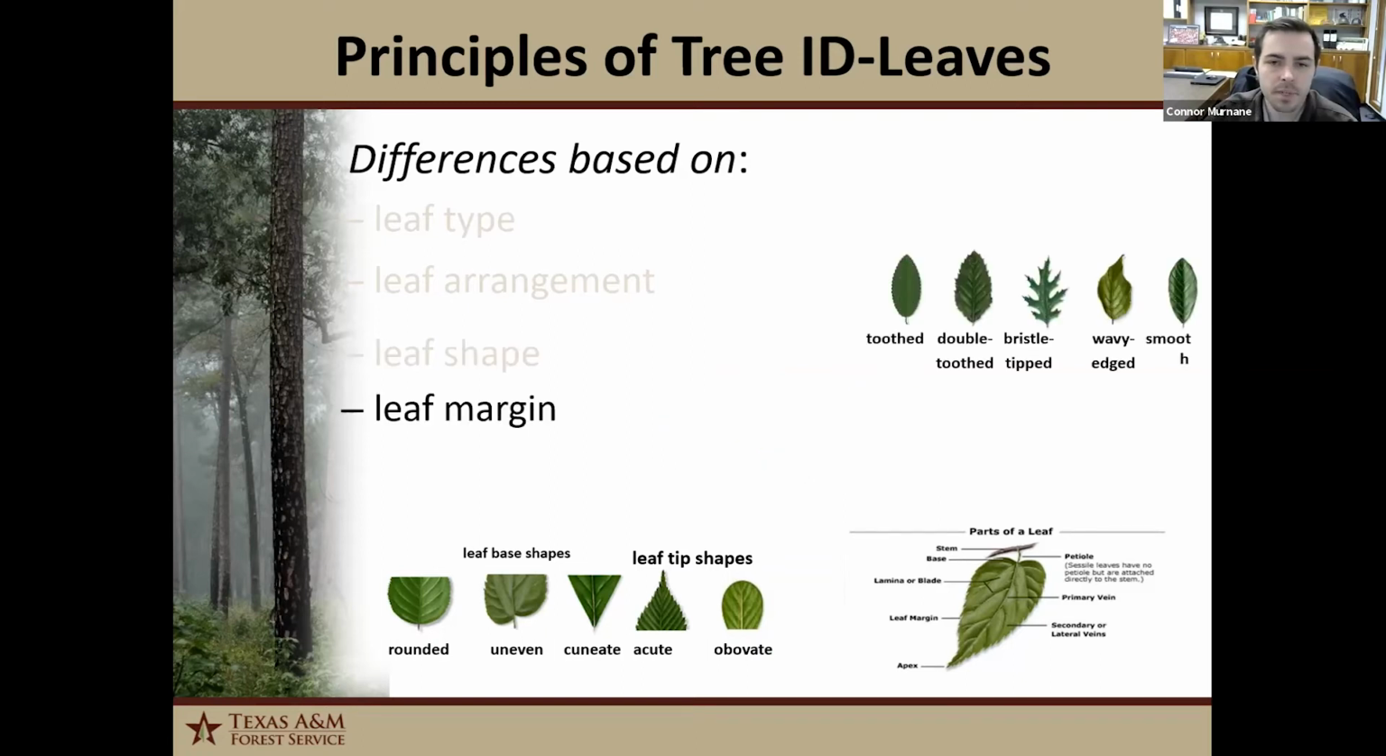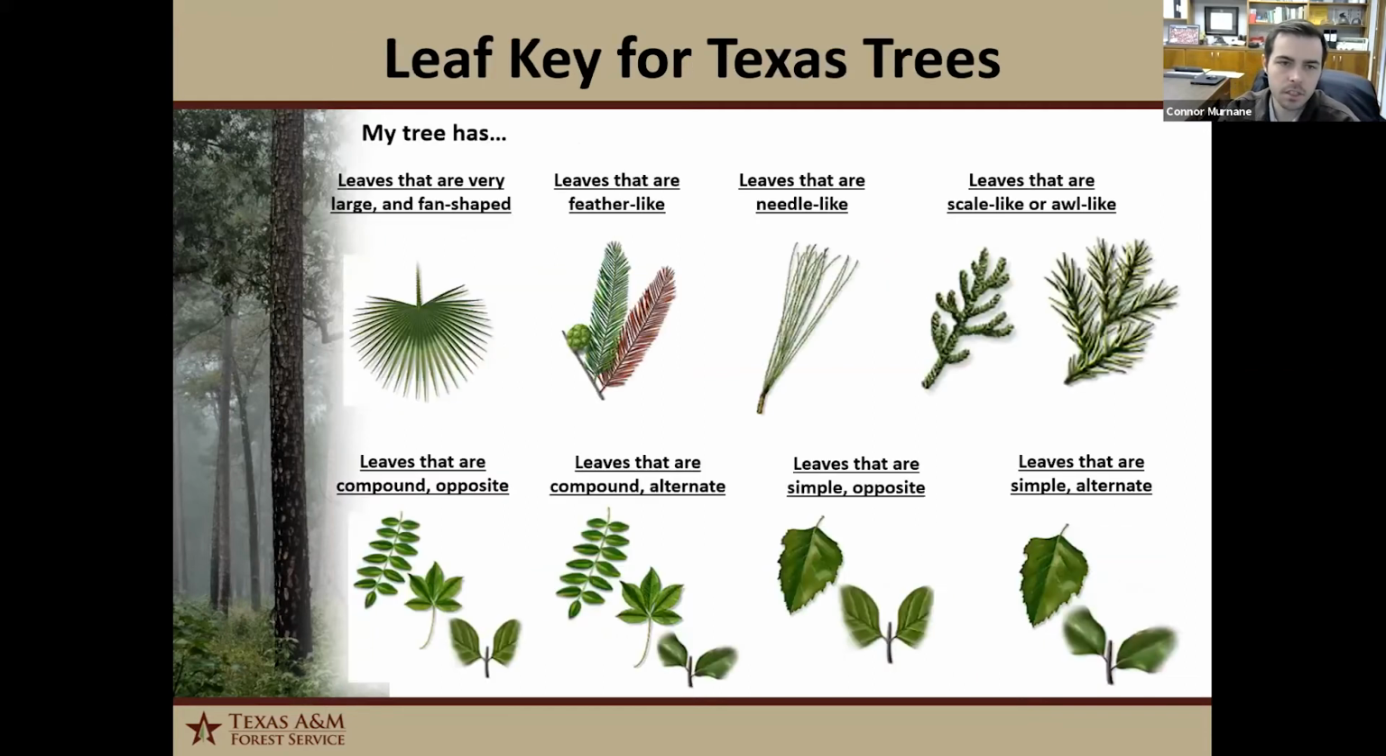Leaf margin, this is going to be the edge of the leaf itself. You have different variations here as far as smooth or toothed or bristle tipped. Definitely useful in helping identify the oaks in particular. There are other leaf parts. You have fans and palms like dwarf palmetto. Feather-like, this would be baldcypress. Your pines here, junipers, and other cypress species. And then you have simple opposite, simple alternate, and the compound opposite, compound alternate leaf shapes and leaf structures.